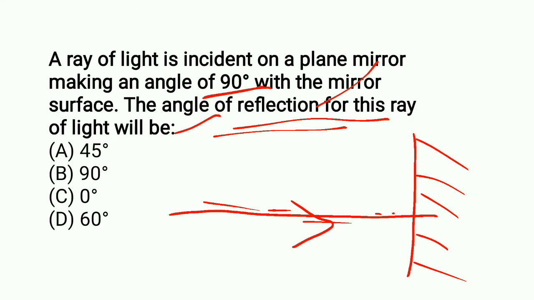Here, as the ray is going to be incident along the normal, the angle of incidence is 0 degrees. Obviously the angle of reflection is also 0 degrees, correct? So here we have option C, 0 degrees, as the correct answer.